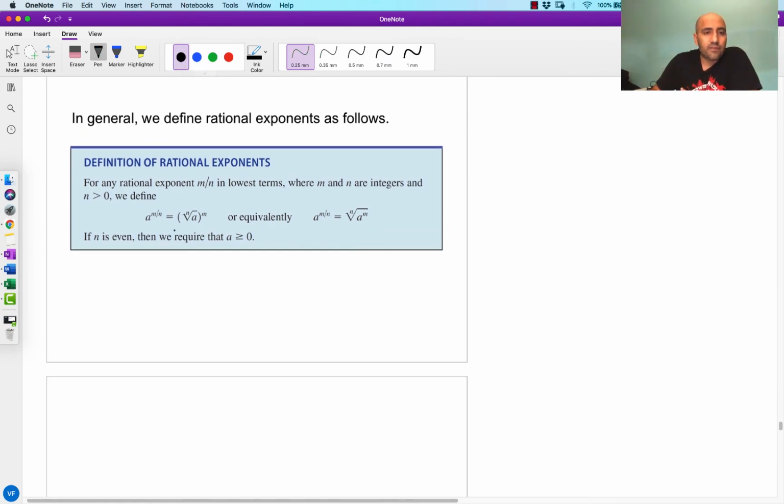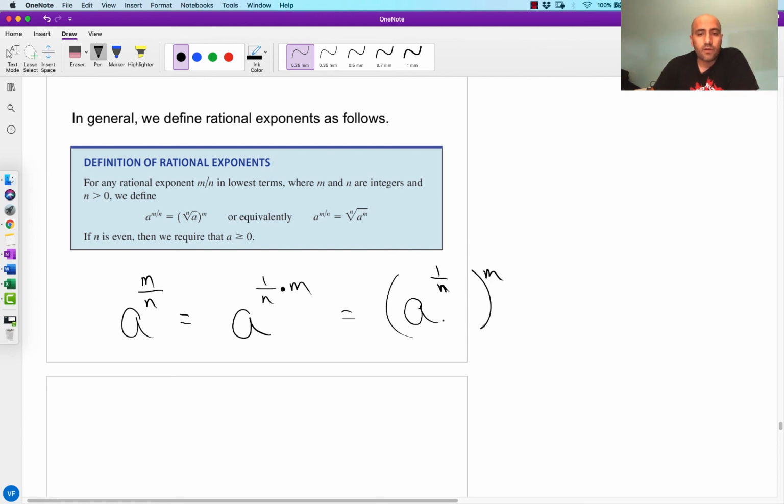So here's how we're going to use that. If we have some fractional power, a to the power of m over n, we want to say that this is equal to a to the power of 1 over n times m. That's one option. We can separate that fraction into that, which means that this is equal to a to the 1 over n, and then the whole thing raised to the mth power. And now this, we just established that that's the nth root, so we can say that that's equal to the nth root of a raised to the power of m.